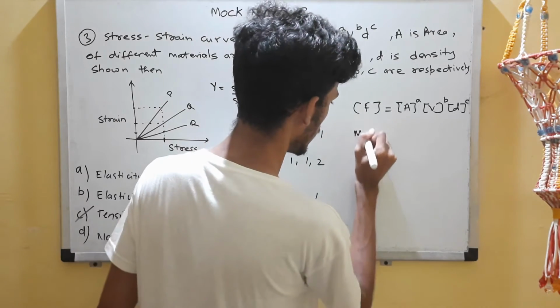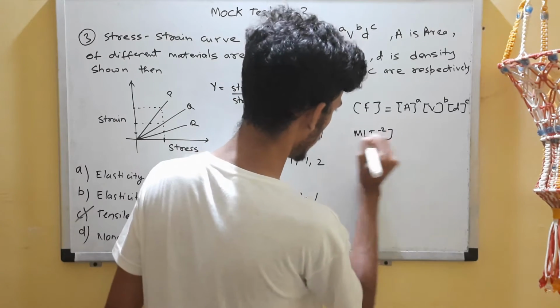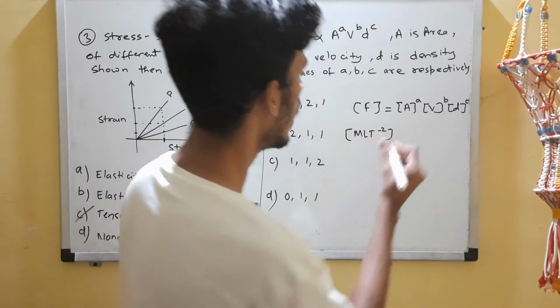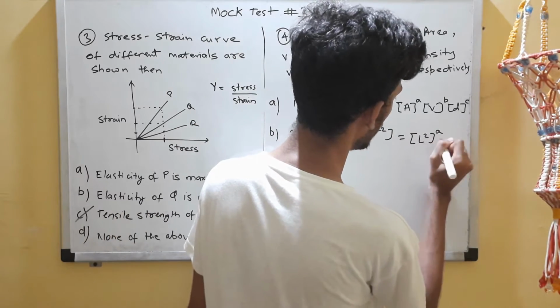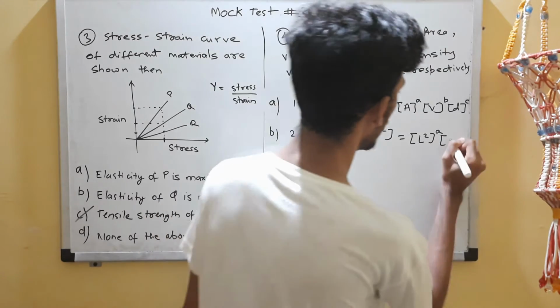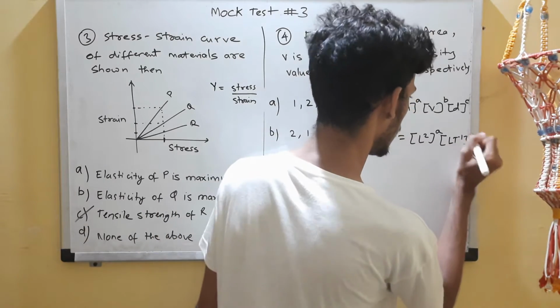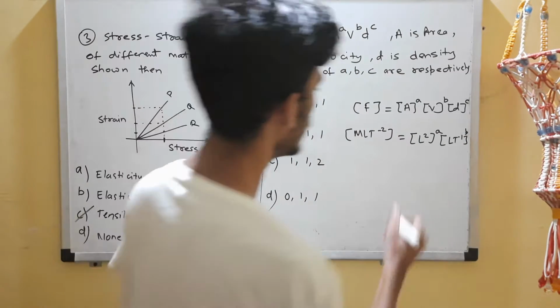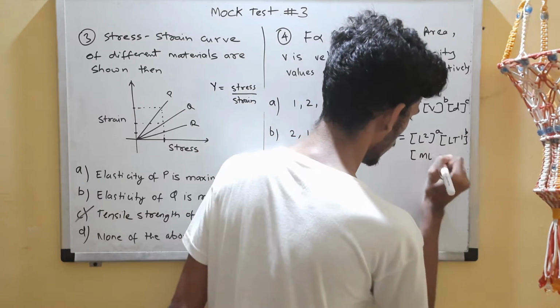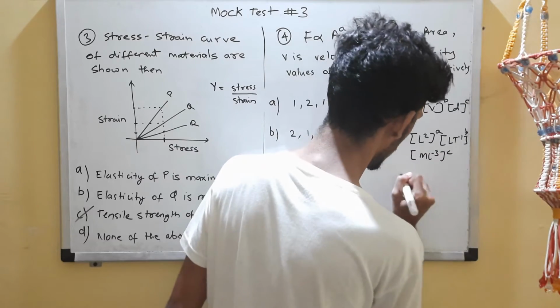Force is mass into acceleration, and area is L square, that is raised to a. Velocity is meters per second, that is LT^-1, and density is mass per volume. So this is the case.